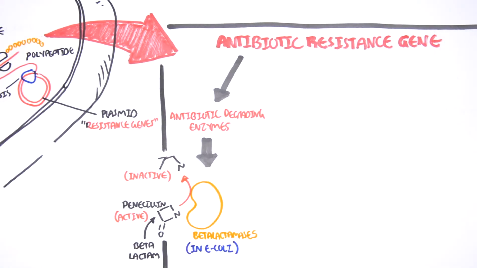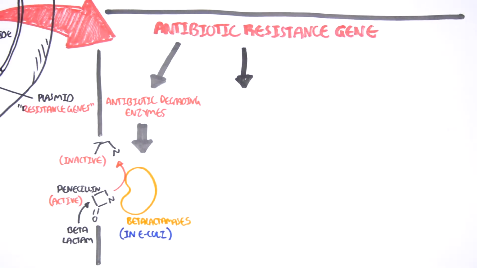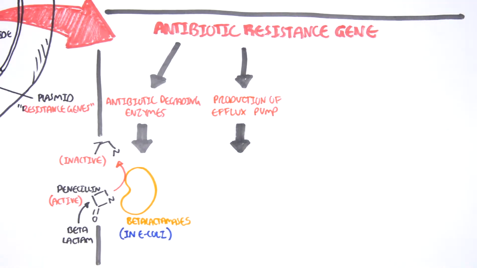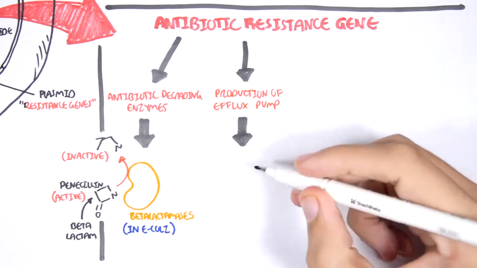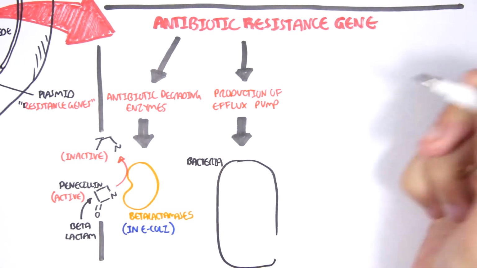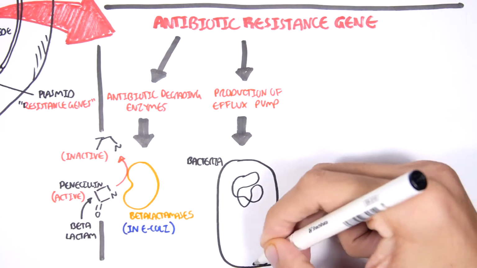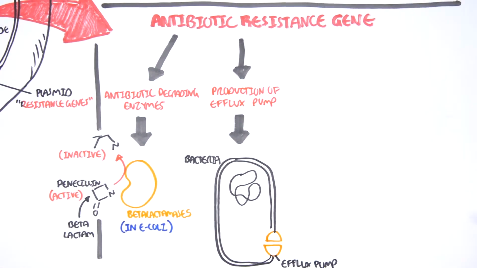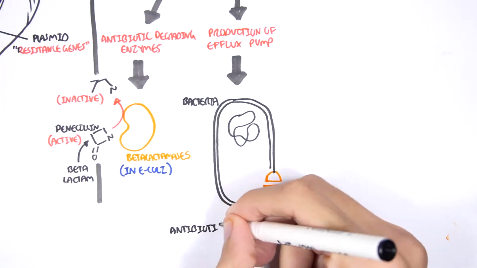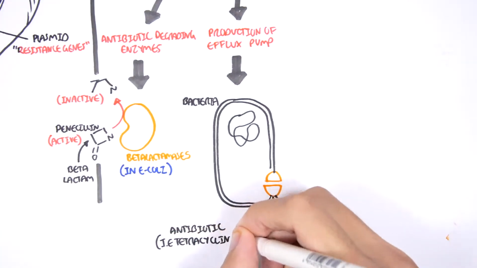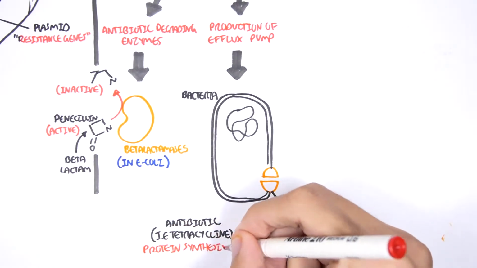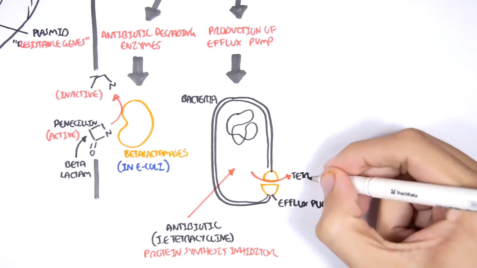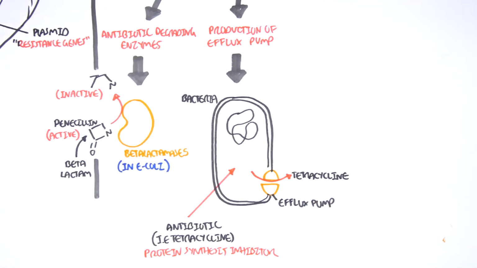The antibiotic-resistant gene of a bacteria may also produce what's called an efflux pump. So what is an efflux pump? Well, imagine this is your bacteria with its cell wall, and you have the circular DNA of the bacteria. Some bacteria can produce these efflux pumps, which are found on the membrane. So when some types of antibiotics, such as tetracycline, which normally interferes with bacterial protein synthesis, is used, the bacteria can use the efflux pump to pump out the antibiotic.